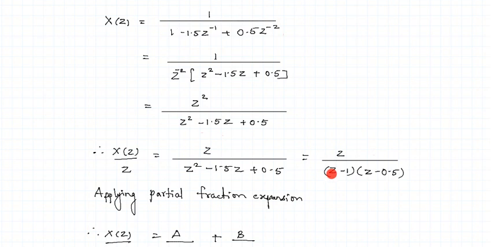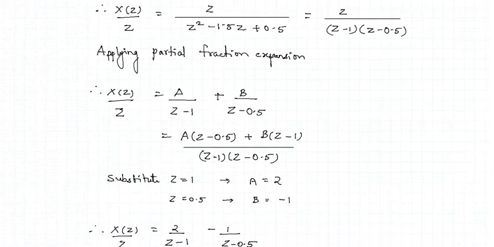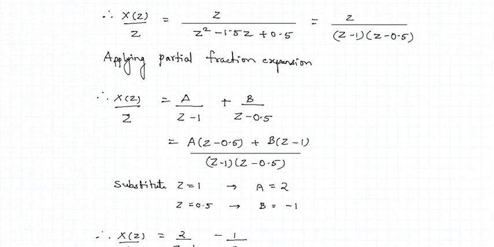So the factor of the numerator is z minus 1, and the denominators are z minus 1 and z minus 0.5. We can now apply partial fraction expansion. So we have taken z on the left hand side, and what we get is A upon z minus 1 plus B upon z minus 0.5. Cross multiplying this and substituting z as 0.5, we get the B value. Substituting z as 1, we get the A value. So this way we have got the values of A and B. A turns out to be 2 and B turns out to be minus 1.